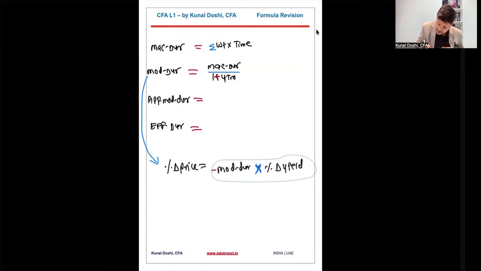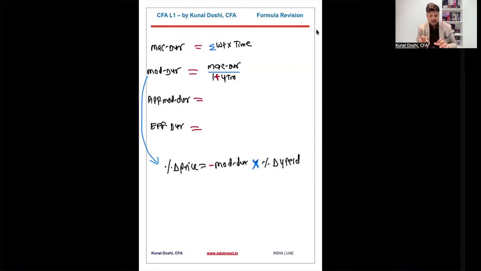Change in price just because of duration is called duration effect. Change in price of the bond due to modified duration is called duration effect. So what I do, I take the modified duration, multiply with the percentage change in yield, and I will get what? Percentage change in price of the bond. So that's what we use modified duration for.